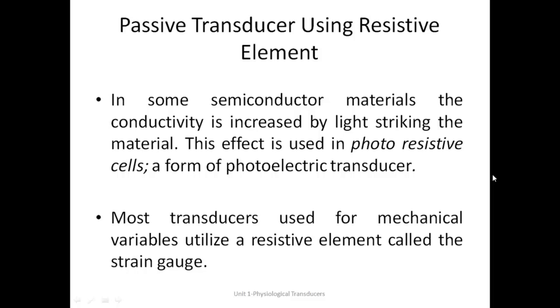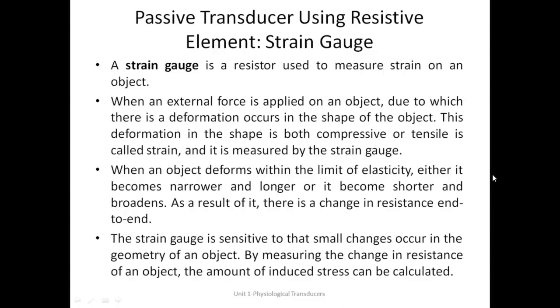a very, very wide range of biomedical applications is a strain gauge. Okay, so most transducers used for mechanical variables utilize a resistive element called a strain gauge. A strain gauge is actually a resistive element whose resistance is a function of shape, right? It is a resistor that is used to measure strain on an object whenever an external force is applied, due to which there is a deformation taking place in the shape of the object. The deformation could be due to either a compressive force or a tensile force. We call it a strain.